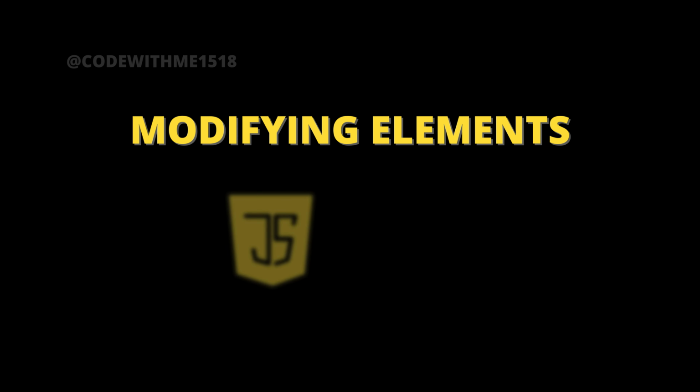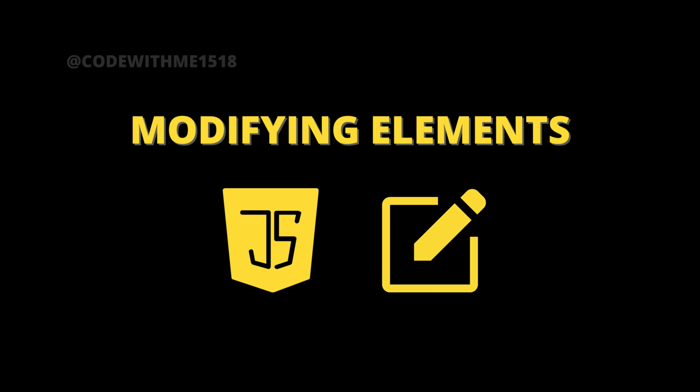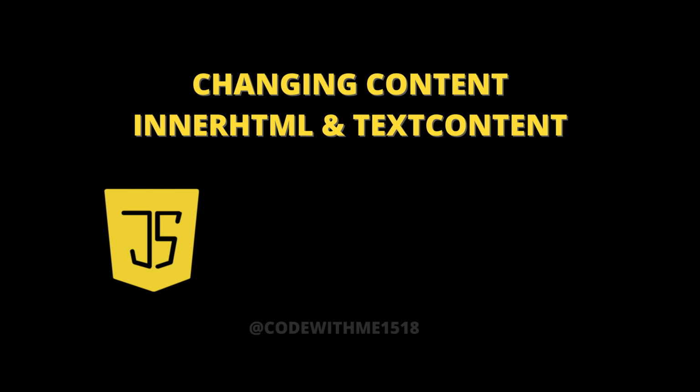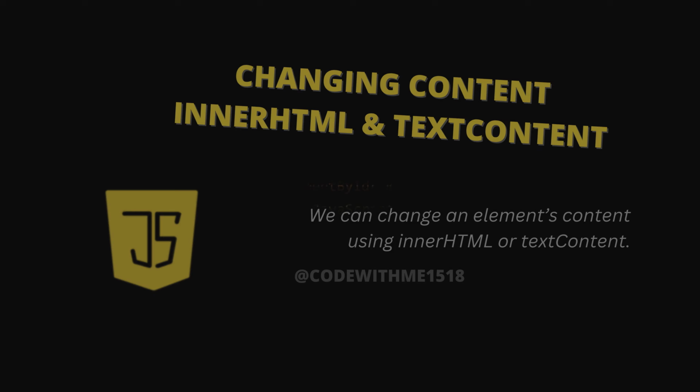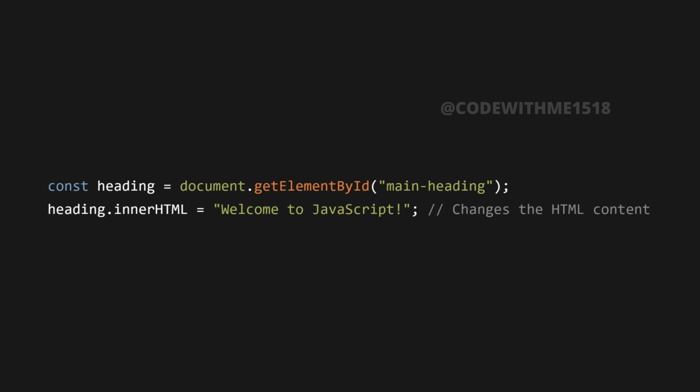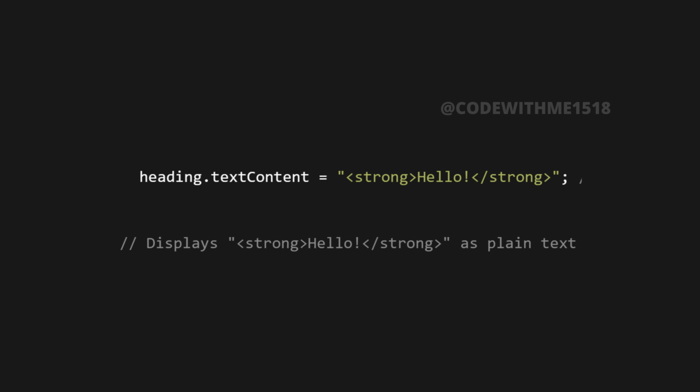Modifying elements. Once we've selected an element, we can modify its content and styles. Changing content, innerHTML and textContent. We can change an element's content using innerHTML or textContent. const heading = document.getElementById('main-heading'); heading.innerHTML = 'Welcome to JavaScript'; changes the HTML content. textContent is similar but doesn't parse HTML. heading.textContent = '<strong>Hello</strong>'; displays <strong>Hello</strong> as plain text.